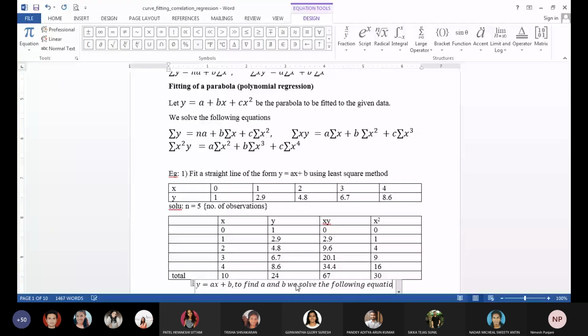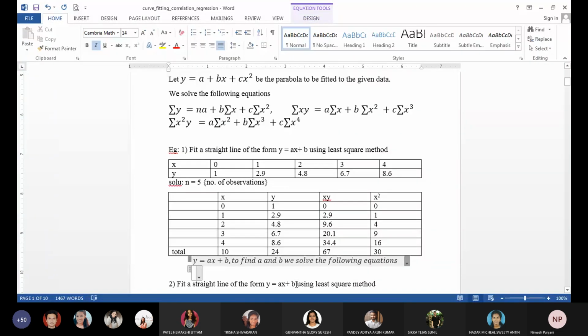Right. So once you get this, what we have to do is solve the equations. Now look, the straight line equation in the question is different compared to what was given in the explanation. There it was a plus bx, here it is ax plus b. So the two equations we get have to be in this form. That is why I said, remember the technique. How do you get the two equations rather than by memorizing the equations?